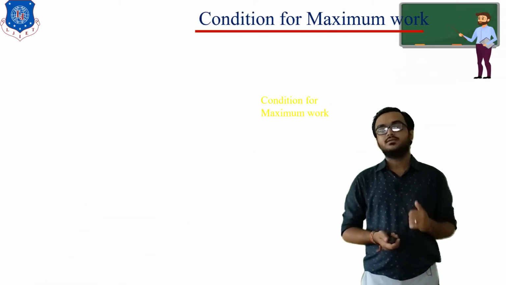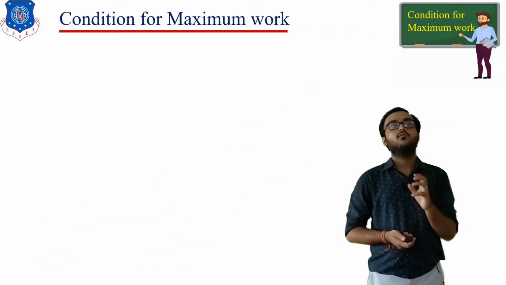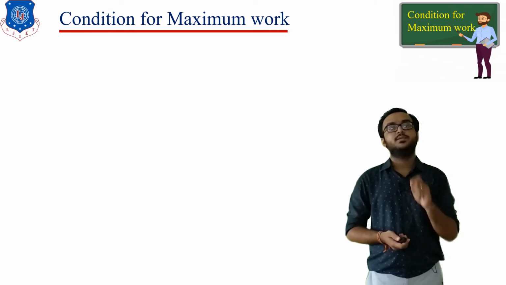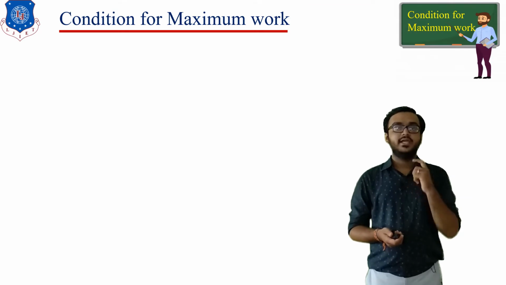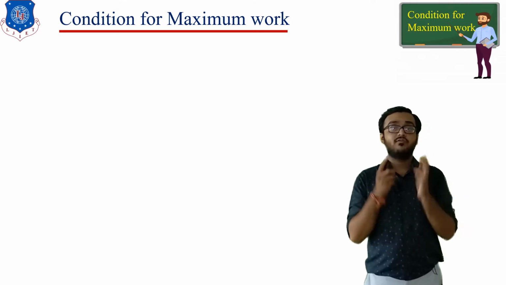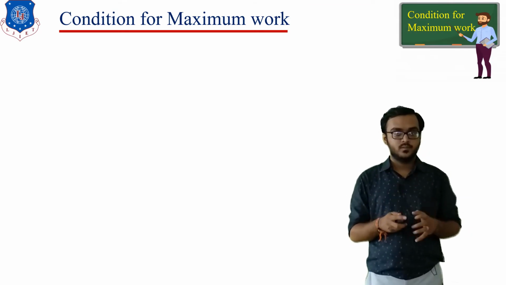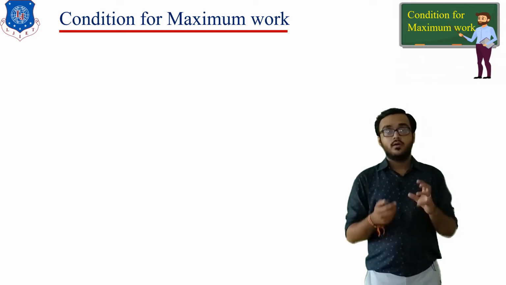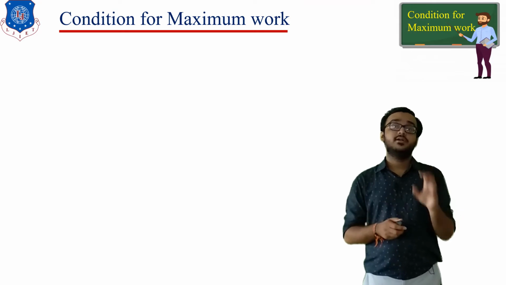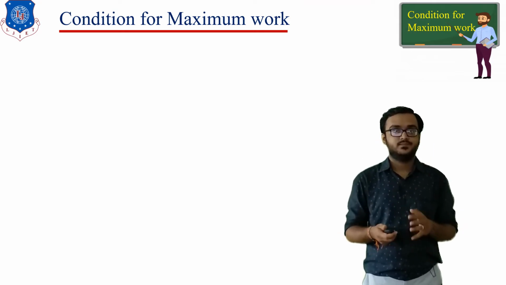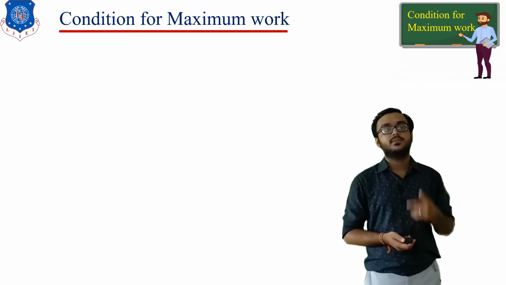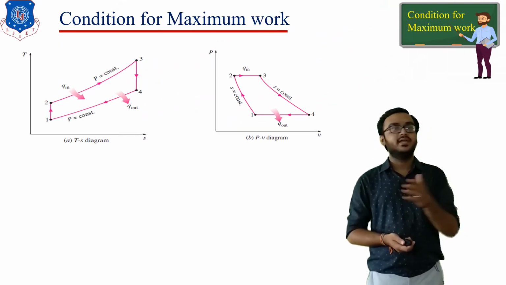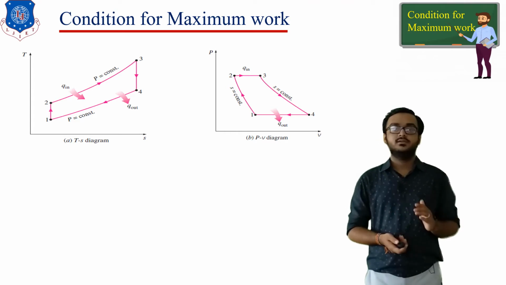To start the derivation of the condition for the maximum work done, we need to plot the TS and the PV diagram, because the TS and the PV diagram are the foundation of the Brayton cycle, or you can say they are needed to understand the gas turbine cycle thoroughly. It is one of the prerequisites. So let's discuss the TS and the PV diagram first, and then proceed toward the derivation for the condition.